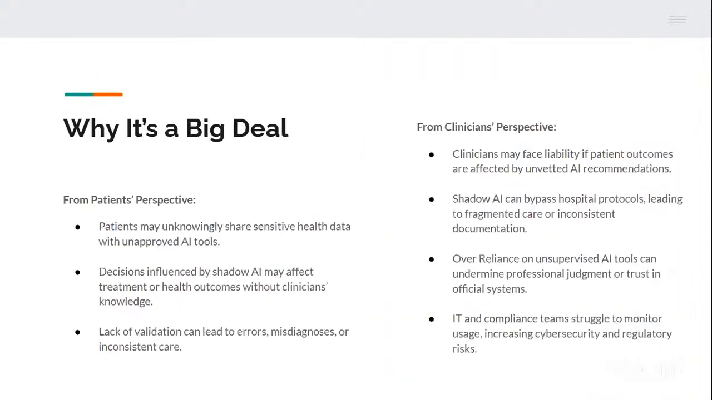Next. So why is shadow AI a big deal? As I said earlier, patients may unknowingly share sensitive health data with unapproved AI tools. Generally, these AI tools will have an enterprise AI version where the environment is dedicated to a particular hospital.